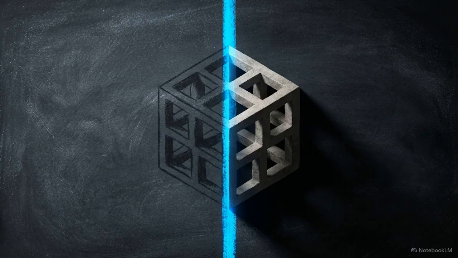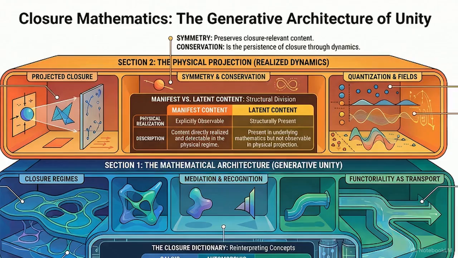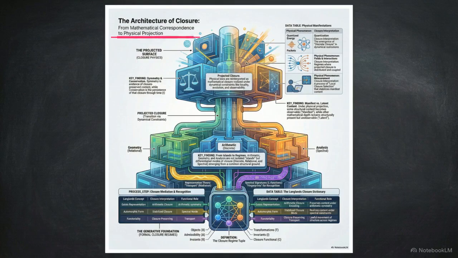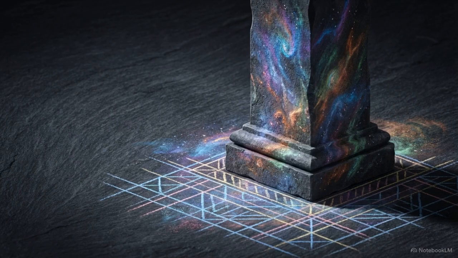Crossing the threshold into physical realization alters how a structure is perceived. The projection creates a division between manifest and latent content. Manifest content is the portion of the mathematical structure that is explicitly observable in the physical world. Latent content is the structural scaffolding that remains mathematically necessary but unobservable in the physical projection. This architecture provides a single continuous flow from pure formal closure to local dynamical closure. Mathematics and the physical universe are differentiated layers of a single unified architecture of closure.